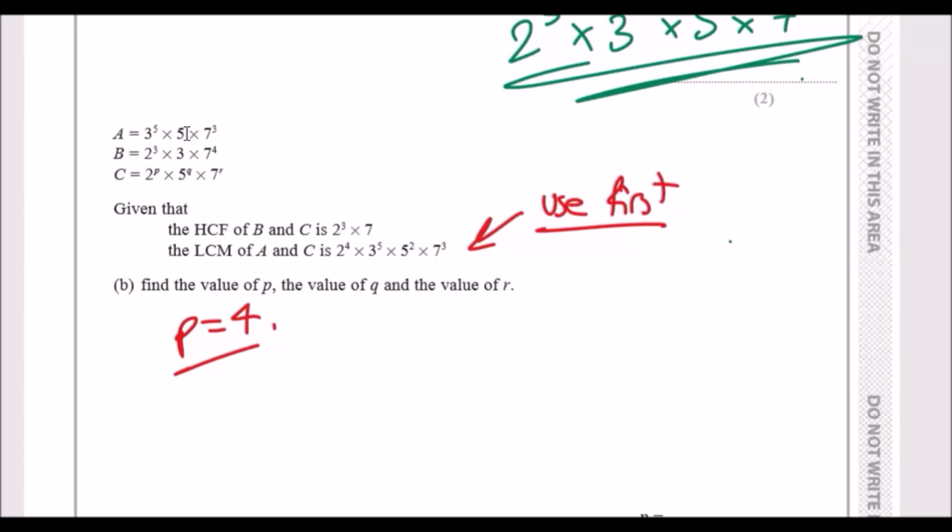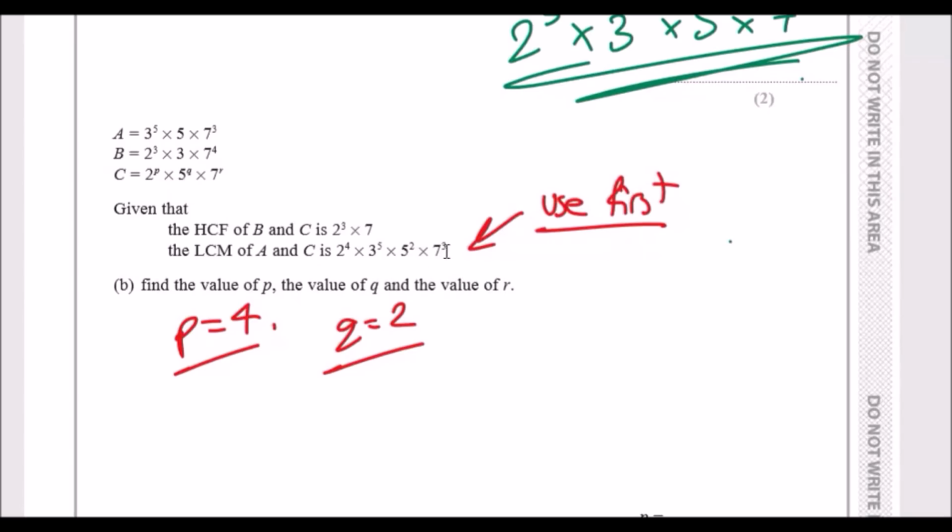A has only 5, which is 5 to the power 1, whereas C has 5 to the power Q. That means Q must be 2, because remember, we want the highest power out of one of the two options. Since it's 2, Q has to be 2 for this to actually be true. So Q is definitely 2.